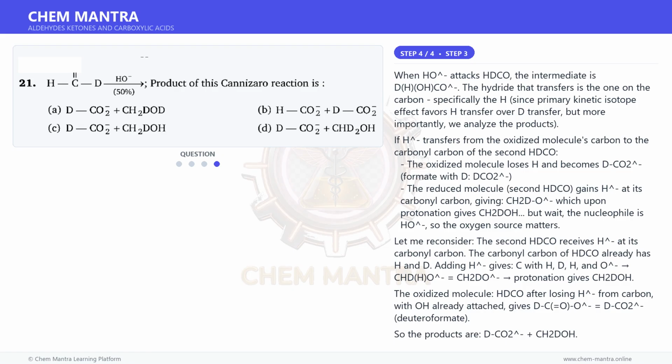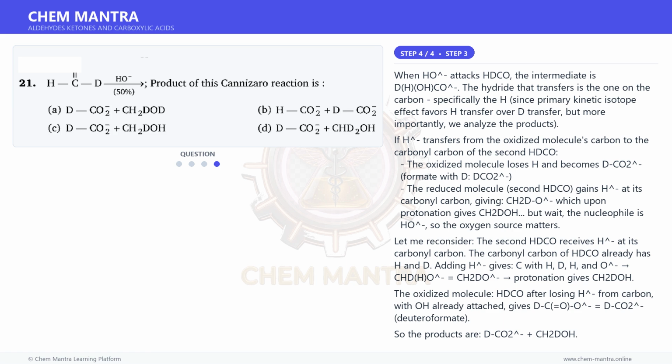If H transfers from the oxidized molecule's carbon to the carbonyl carbon of the second HDCO, the oxidized molecule loses H and becomes formate with D, DCO2-. The reduced molecule, the second HDCO, gains H at its carbonyl carbon, giving CH2D-O-, which upon protonation gives CH2DOH. But wait, the nucleophile is HO-, so the oxygen source matters.